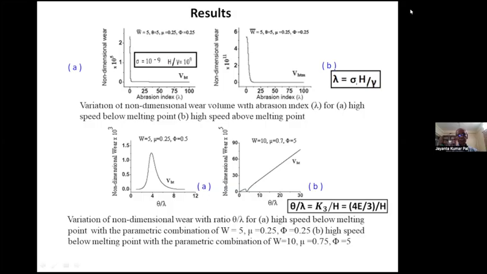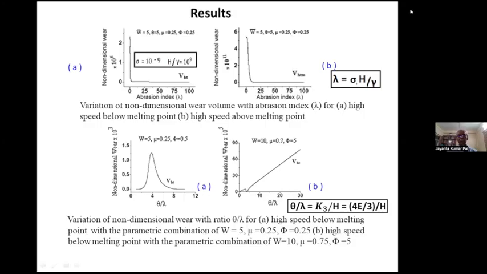So with the exception of theta by lambda zone of, say, 1 to 3 or 4, the rest of the zone is not useful because it will give us very large wear. So these two curves are of very practical importance for choosing the polymer and the polymer properties for industrial use.